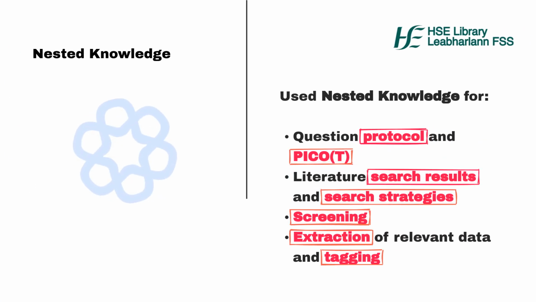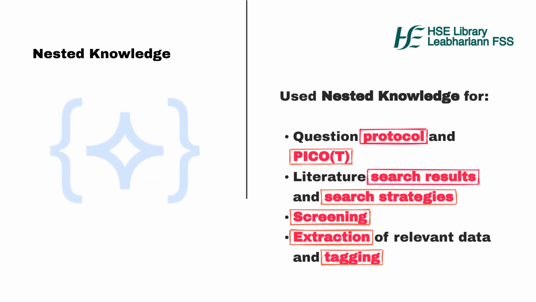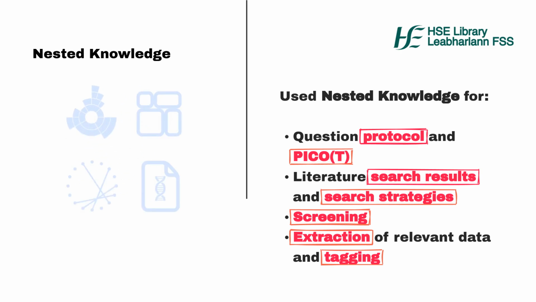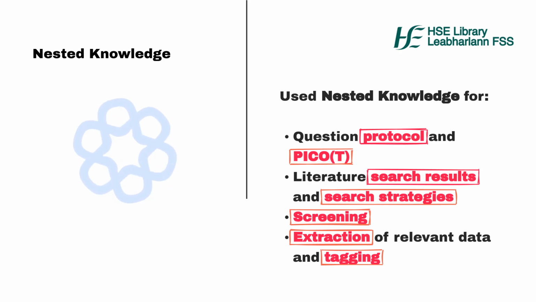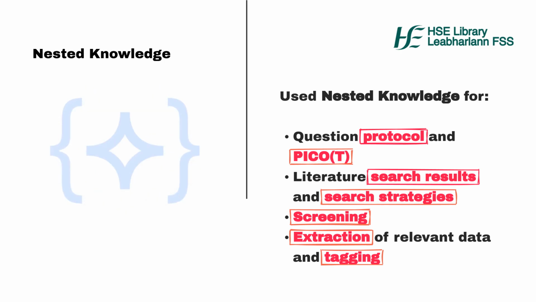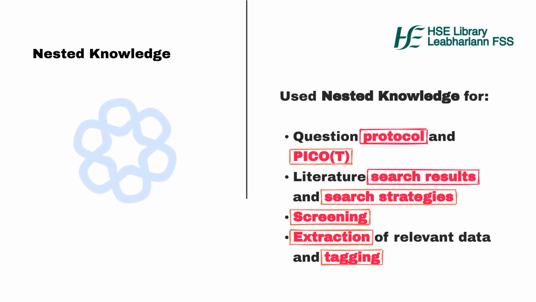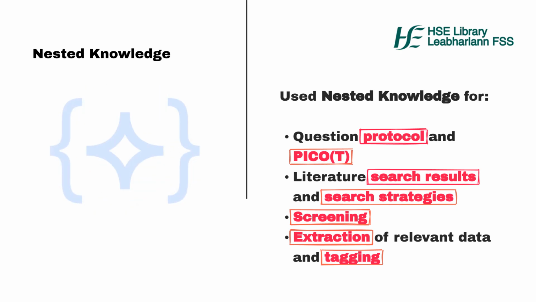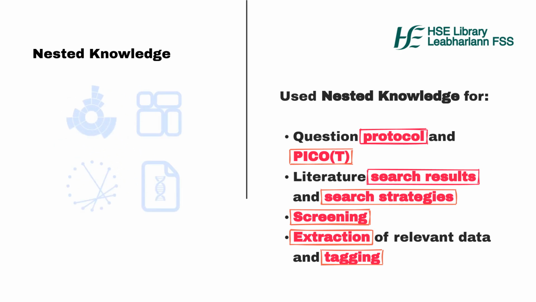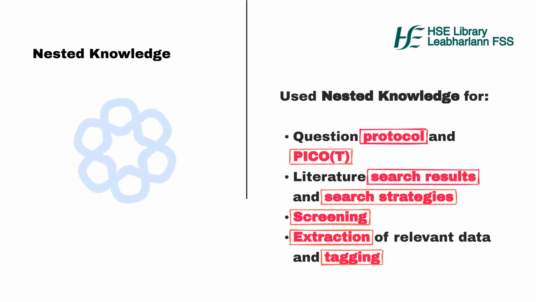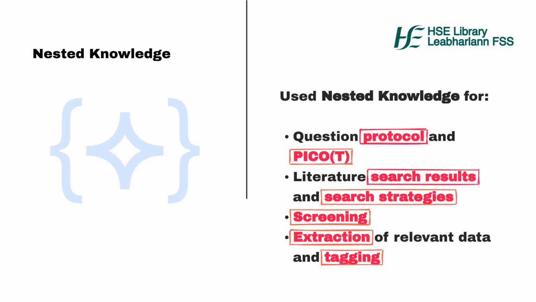The HSE Library team used nested knowledge to gather together in one place all of the elements of the evidence summary, formulating an answerable question and subdividing the question into PICO components to help focus on a specific patient group, a particular intervention, or potential comparator interventions, to help achieve improved patient outcomes. Collating all of the literature search results and search strategies. Screening search results according to defined inclusion and exclusion criteria. And, finally, extracting the relevant data from included studies and tagging these studies to help identify the most important findings.